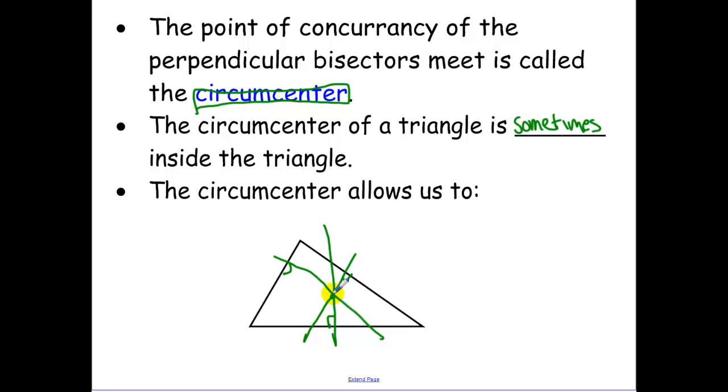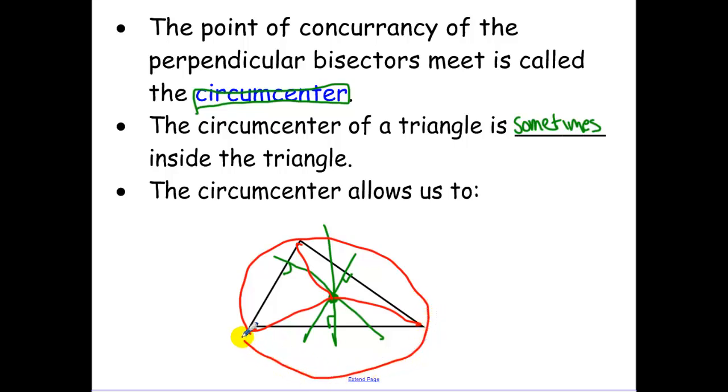So there's my point of concurrency. This point is equidistant from the endpoints of those segments, so it's equidistant from that vertex, from that vertex, from that vertex, from all three vertices. It allows us to draw a circle through all three vertices. And that's a circle, I promise. This is going to become super important to us next semester when we get into constructions.